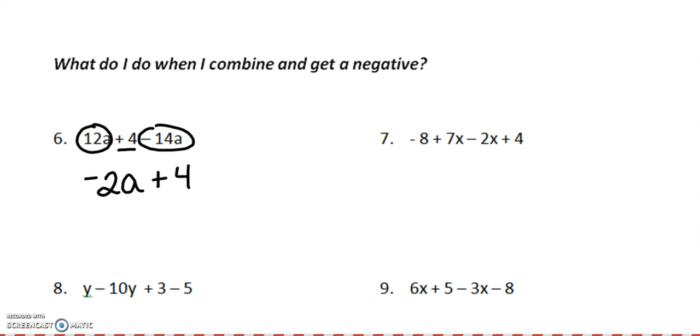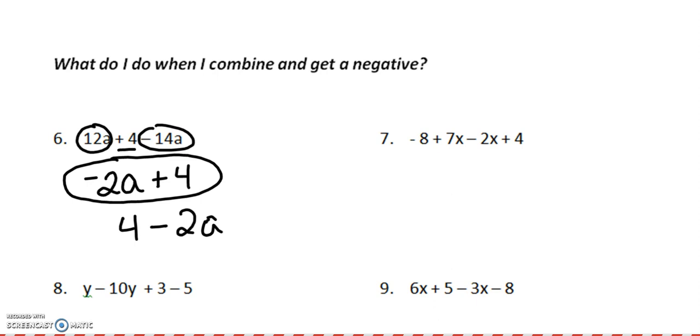And then the plus 4 has nothing to combine with, so it's going to stay plus 4. So whatever the answer is when you combine, the larger number, we keep the sign, just like the old addition rules, and then that sign just goes in your answer. So it's negative 2a plus 4. That can actually be written as positive 4 minus 2a. That would be the exact same thing. If I plugged in a number for a, I would multiply it and then add the 4, or subtract from the 4.